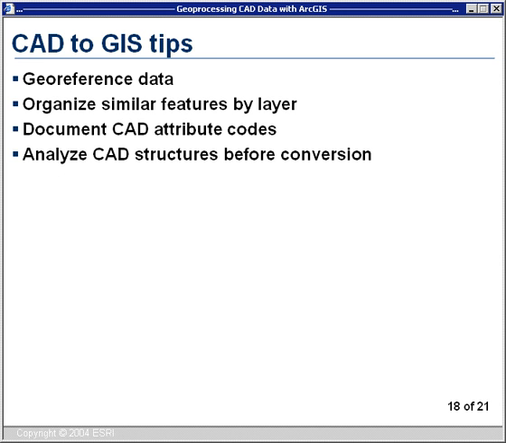Going in the other direction, where you're dealing with bringing CAD into GIS, perhaps the single most important thing that your CAD users can do is georeference the CAD data. Instead of having a 0, 0, 0 origin point, turn it into a real-world coordinate. In addition, organize similar features by thematic or logical layers. Perhaps all of the information is simply on one drawing layer. Break it out a little bit if you can. Document the CAD attribute codes. And in general, analyze your CAD data structures before you convert them. That's really what the direct read technology is very helpful for.